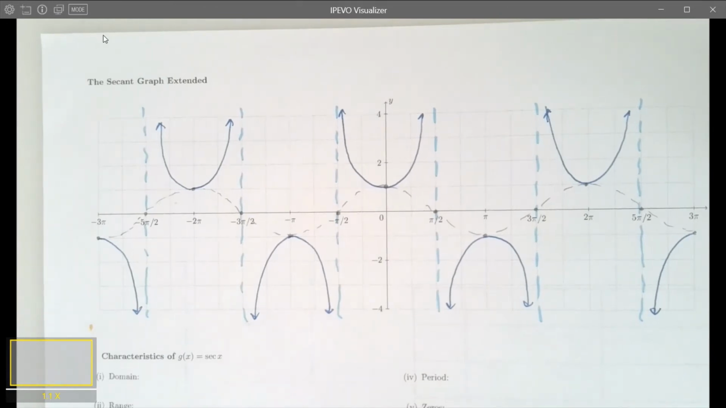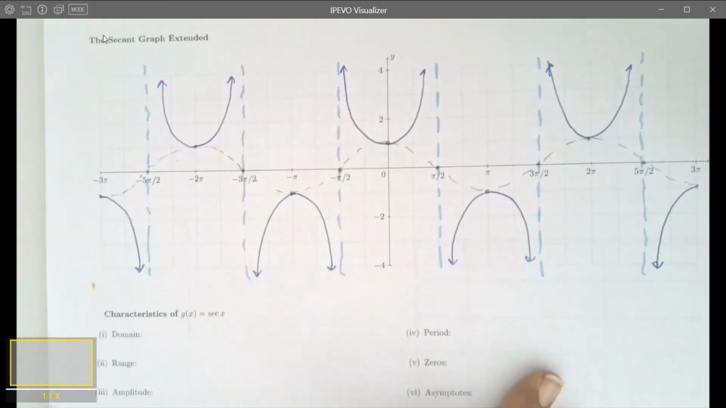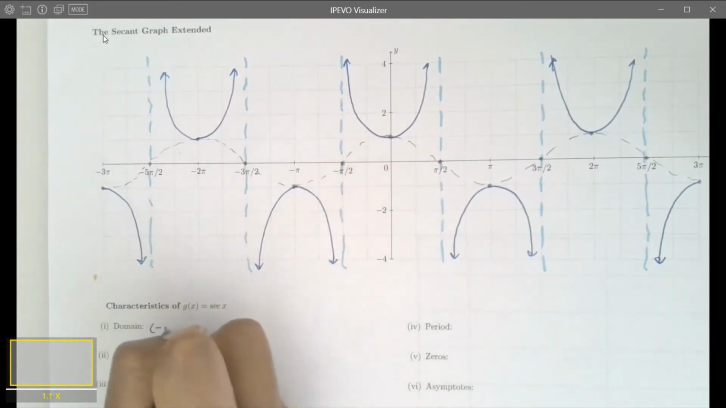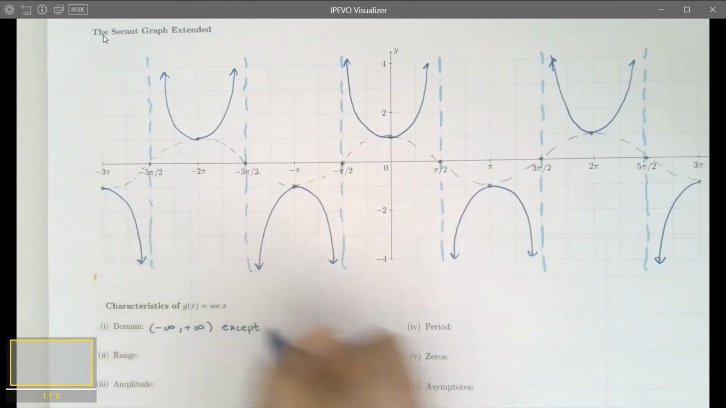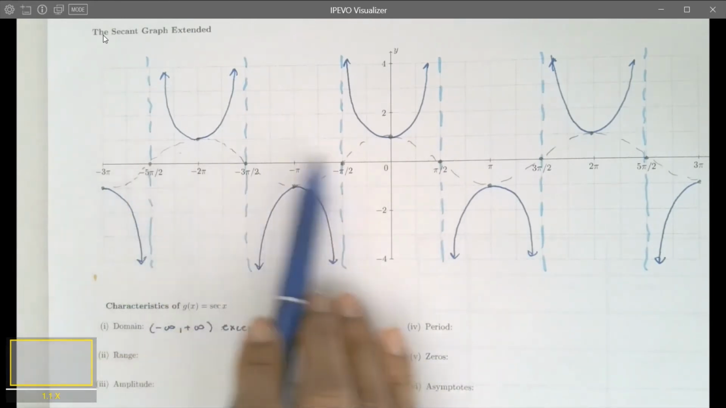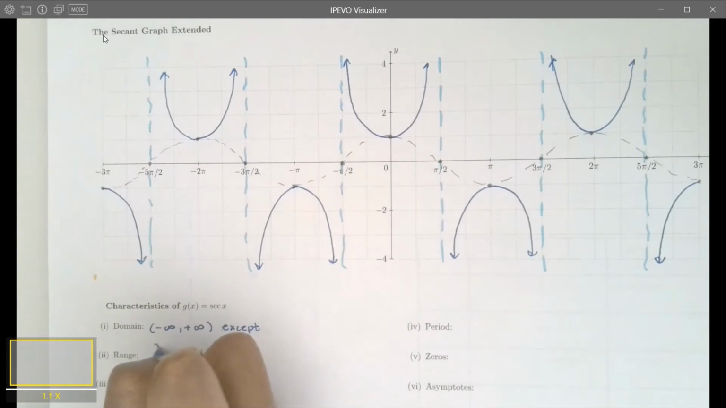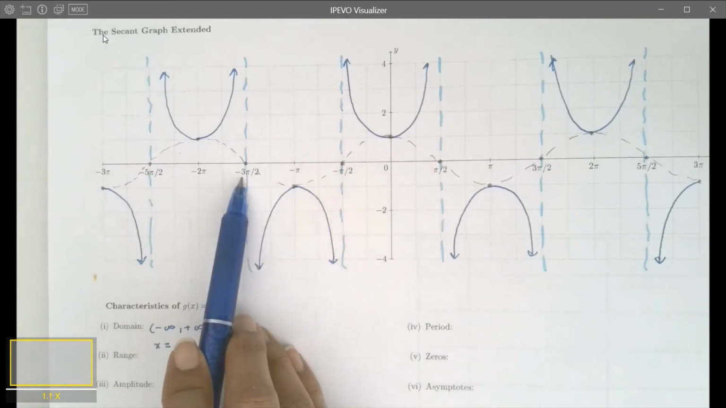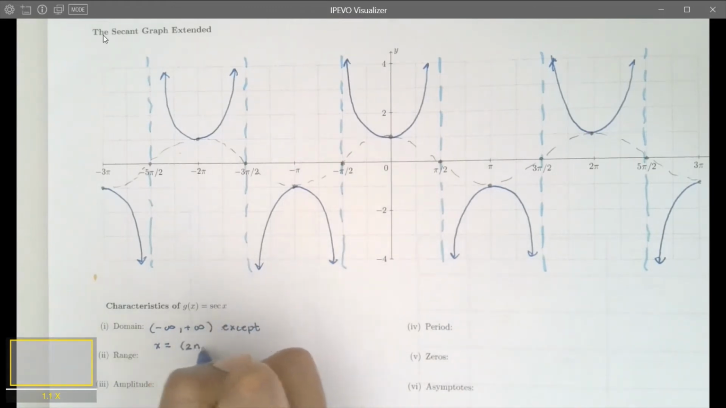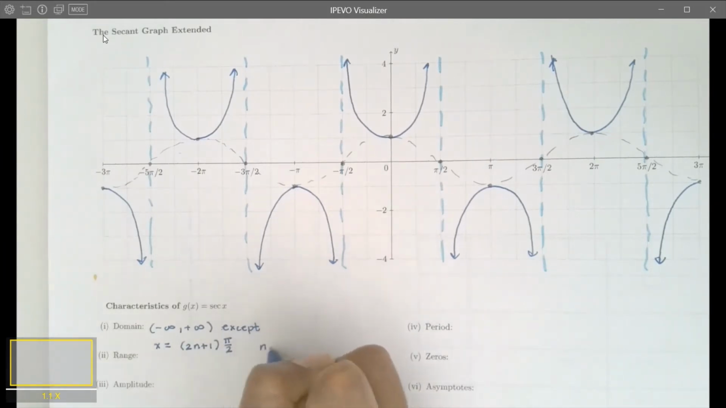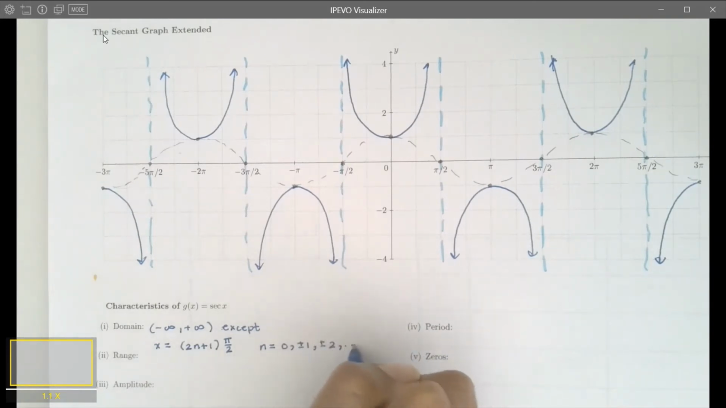Right, now let's look at characteristics. Domain: it's going to be all of the real numbers except where secant is undefined. So from negative infinity to positive infinity, except the places where it's undefined, which are at these zeros. So except when x is equal to an odd multiple of pi over 2. Remember, an odd number can be represented by 2n plus 1, and then times pi over 2, where n would be 0, plus or minus 1, plus or minus 2, and so on.